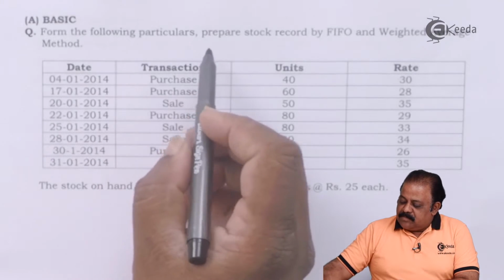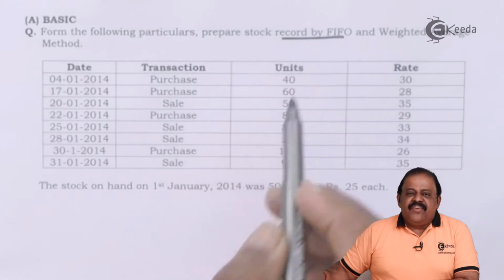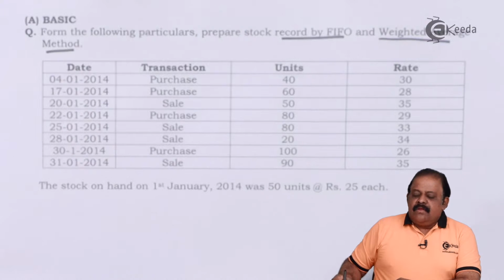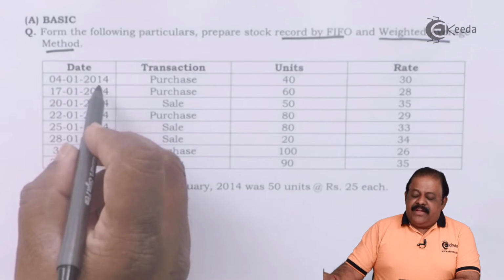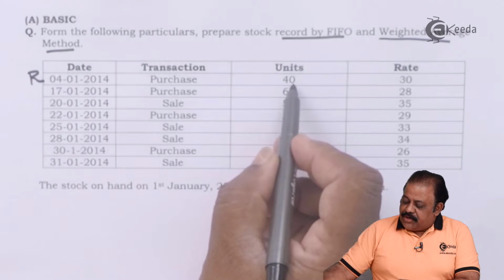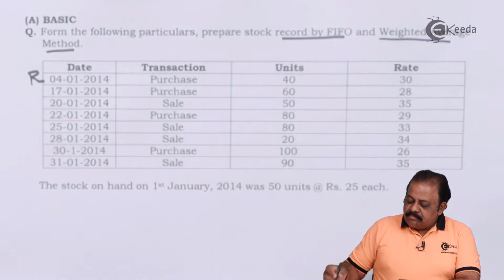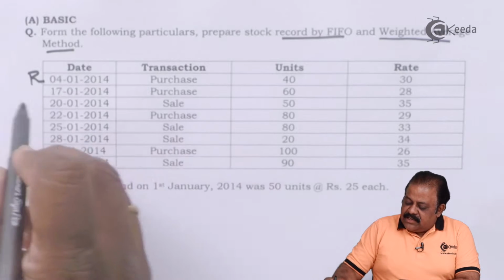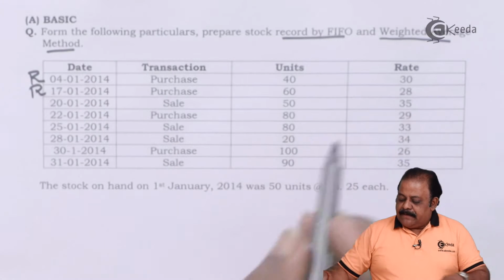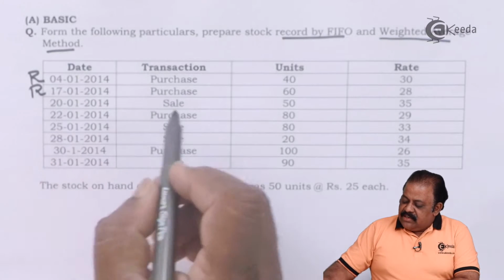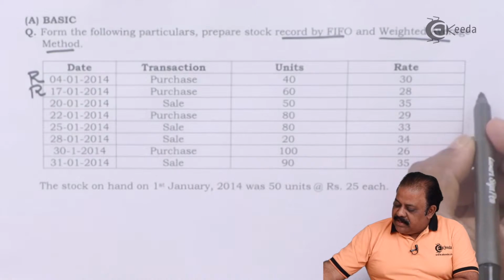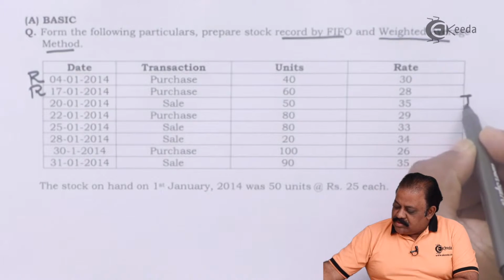From the following particulars, prepare stock record by FIFO and weighted average method. On 4 January 2014, there is purchase, so this will be recorded as receipts of 40 units at the rate of 30. On 17 January again there is purchase, so receipt of 60 units at the rate of 28. On 20th January there is sale of 50 units at the rate of 35. This will be recorded as issue.